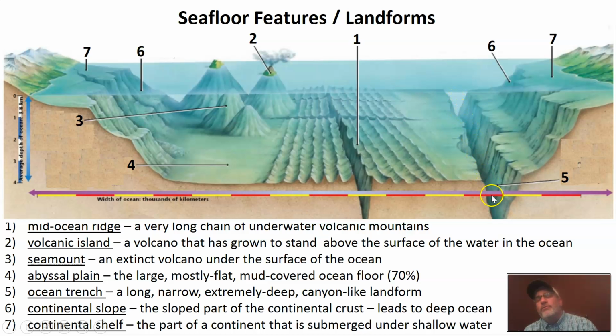Let's move over here to number five. Now, some of you have heard of these before. Number five is what we call an ocean trench. Sometimes they're called a deep sea trench.